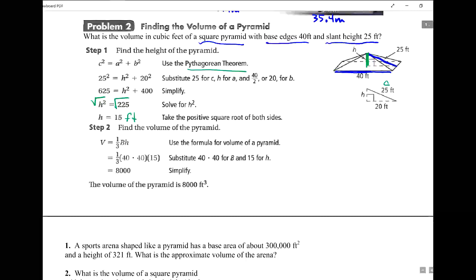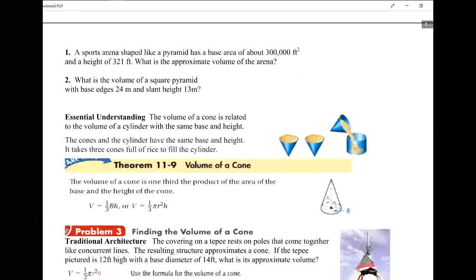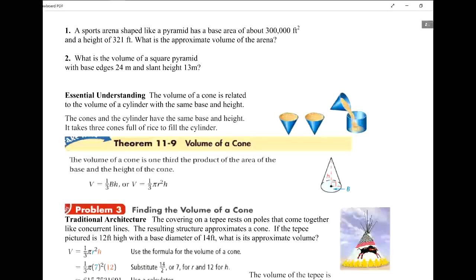We can find the area of our base. It's just a square, so 40 times 40. And the height is 15. I recommend doing this part right here separately because sometimes they can be more of a challenge than a square. We simply substitute in and get our answer. All right, pause the video and try the examples.